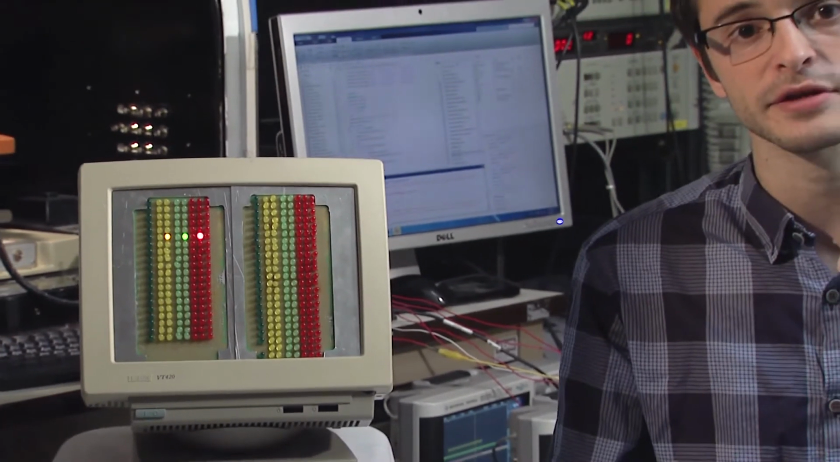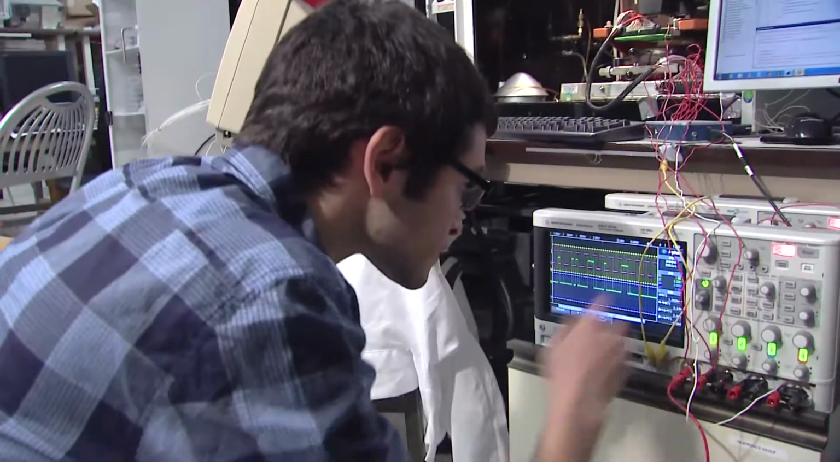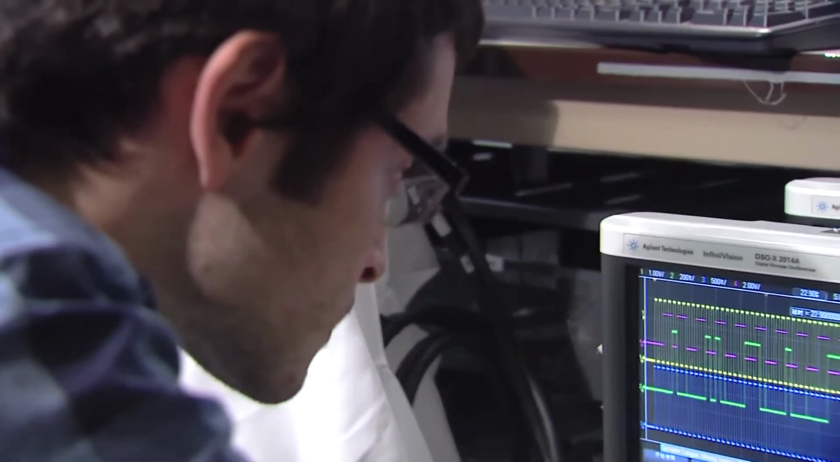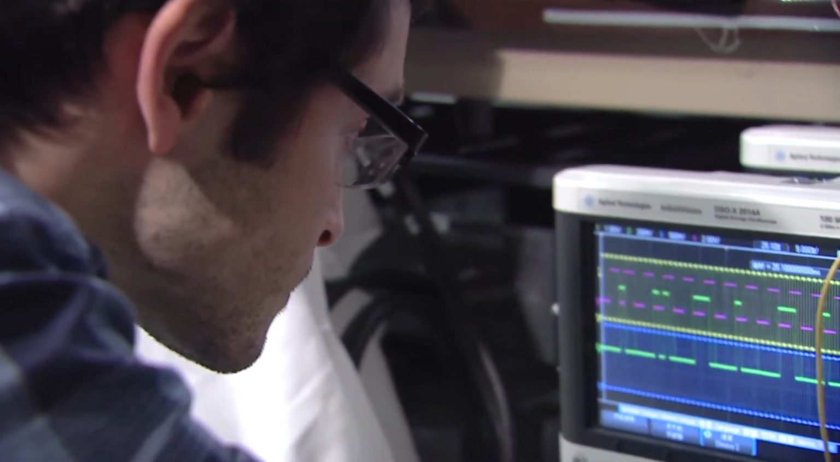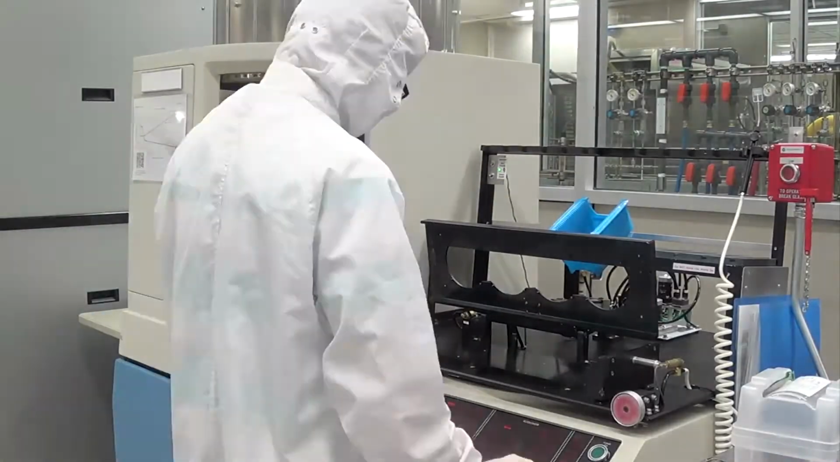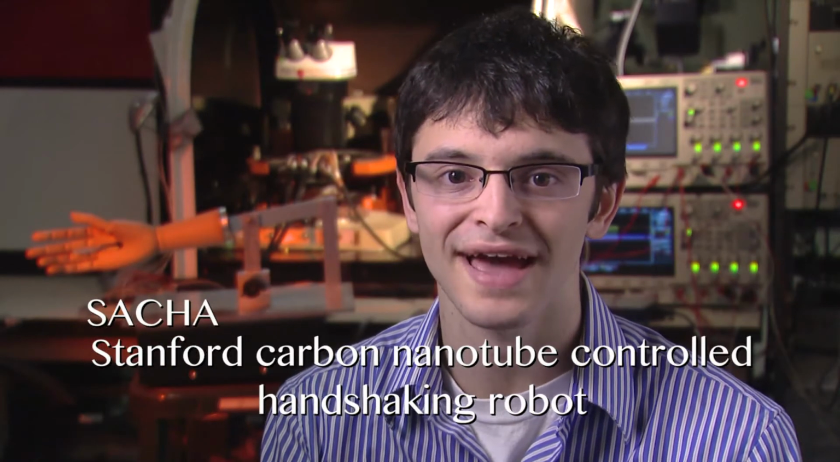Cedric is a very basic computer which runs a basic operating system, which is capable of multitasking. For instance, right now, Cedric is both sorting and counting numbers concurrently. Cedric is composed of tens of thousands of carbon nanotubes, showing that we can actually fabricate carbon nanotube circuits in a scalable and manufacturable manner. And meet Sasha, the Stanford carbon nanotube controlled handshaking robot.